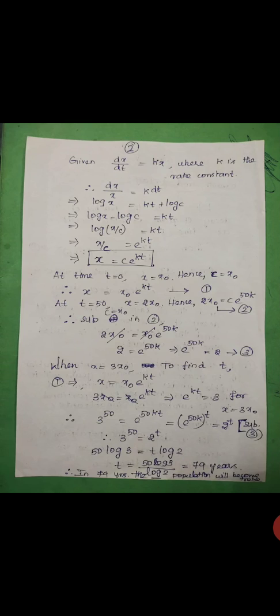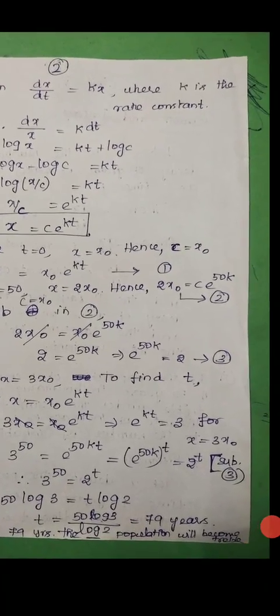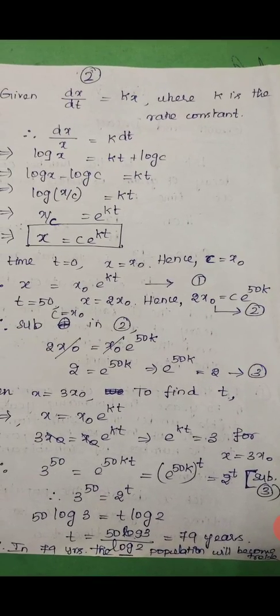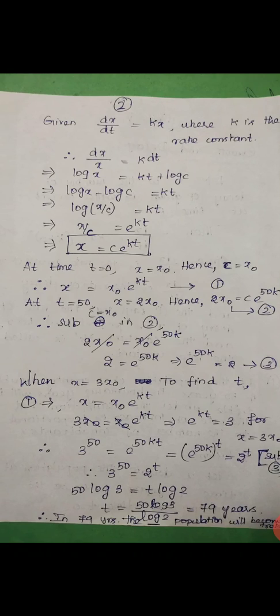Hence, I have to substitute in the given equation x equal to c into e power kt, with t equal to 50 and x equal to 2x naught. We get 2x naught is equal to c into e power 50k. This is equation number 2. Again I substitute c is equal to x naught in equation number 2.